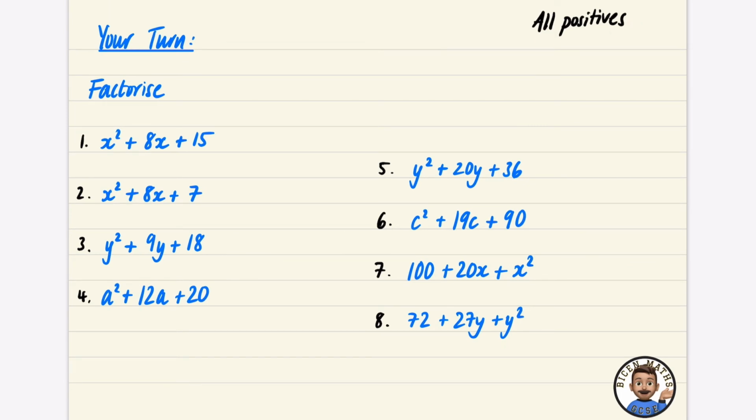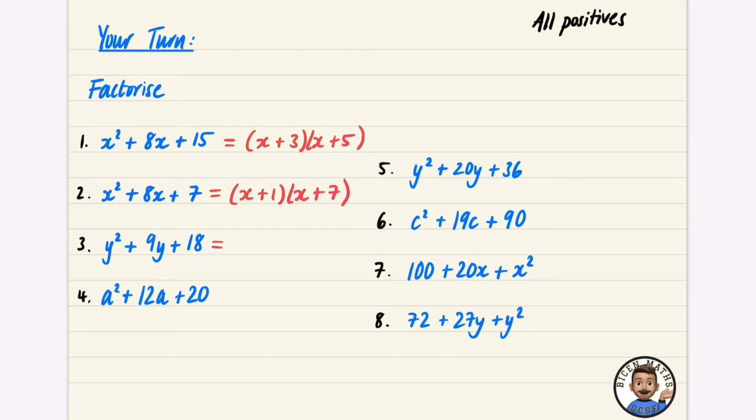Okay, so here I'm thinking of two numbers that multiply to 15 and add to 8. The numbers are 3 and 5, x plus 3, x plus 5. Remember, you could write these entire brackets switched around if you wanted to, and it's still correct. Two numbers that multiply to 7 but add to 8. It is x plus 1 and x plus 7.